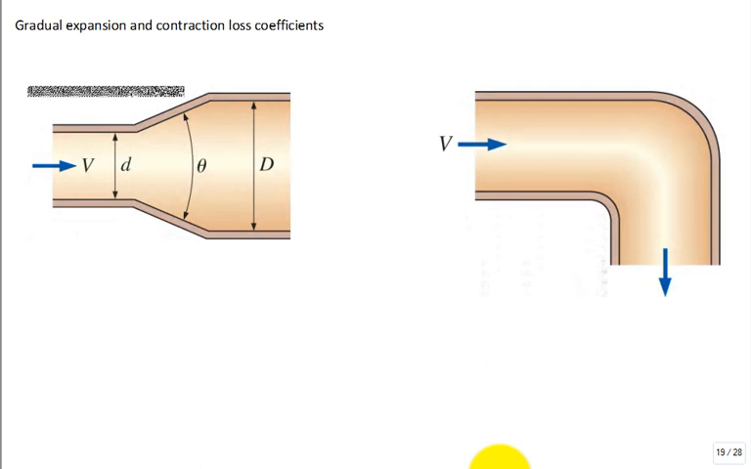If you want to minimize the loss, try a gradual expansion or a gradual contraction. And note that the loss coefficients are much lower, depending on this angle alpha. If that angle alpha opens up, well, forget it. It's back to what you had before. And in real systems, they often have gradual transitions, things to help eliminate flow separation.